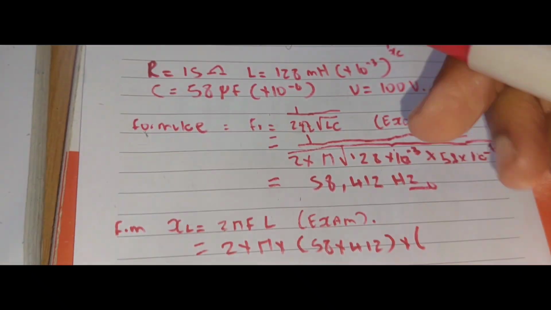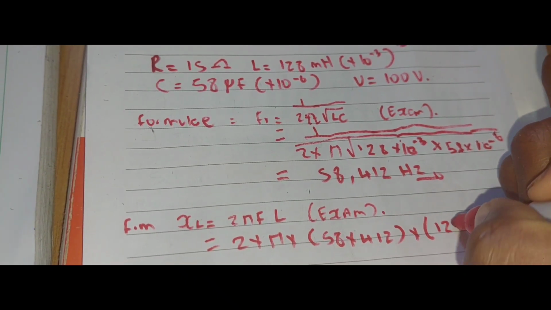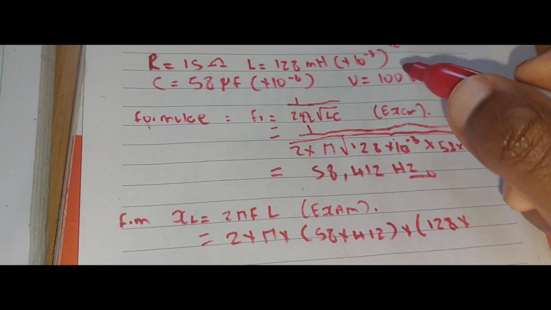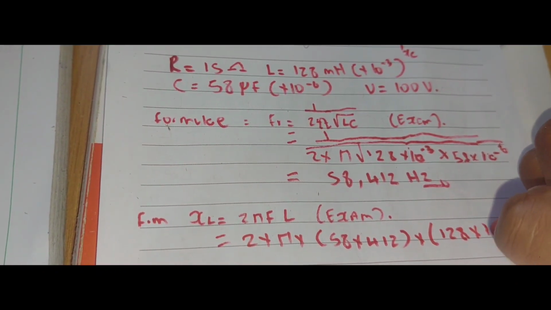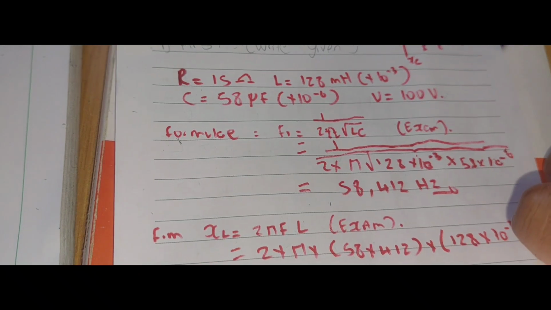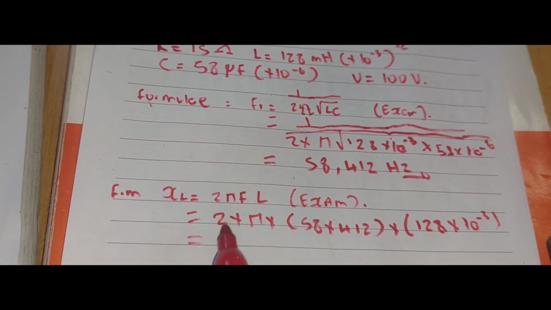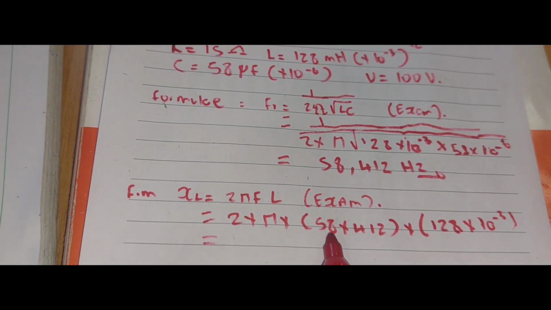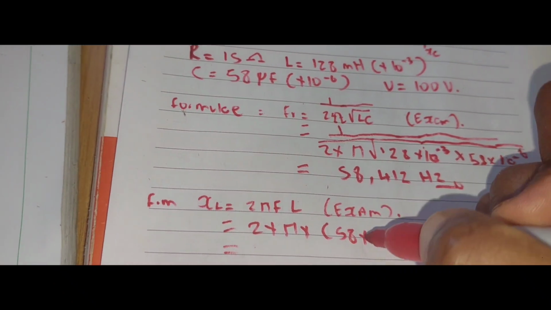And what is the inductor? The inductor we were given is 128 mH, so 128 times 10, and we said that m is the same as 10 to the power of negative 3. Calculator: 2 times pi times 58, comma. There I made a mistake. It's a comma.